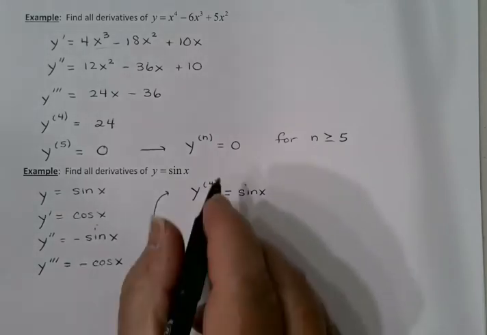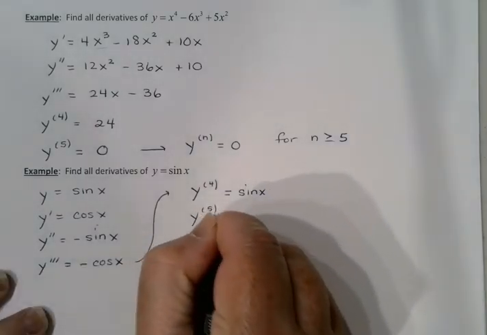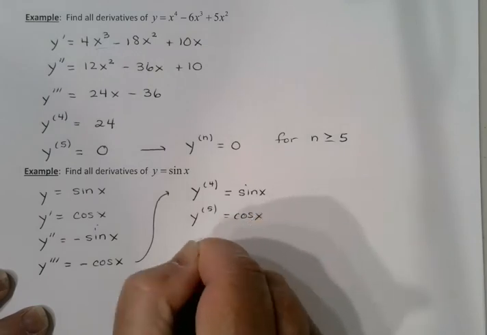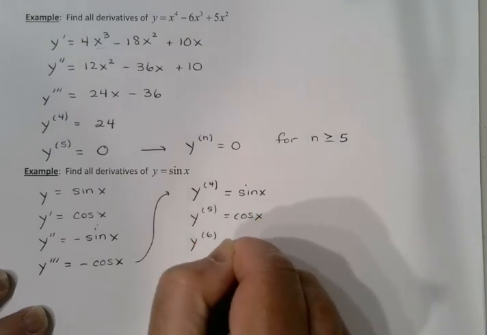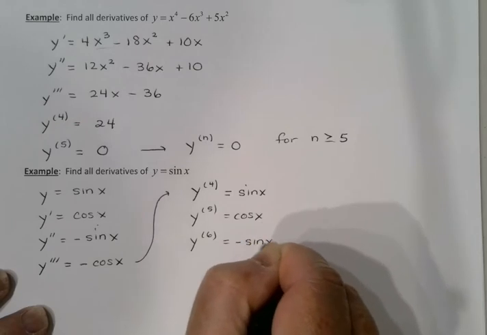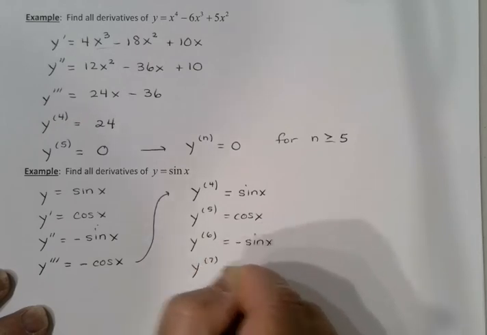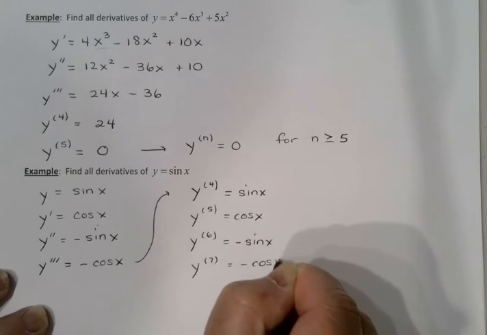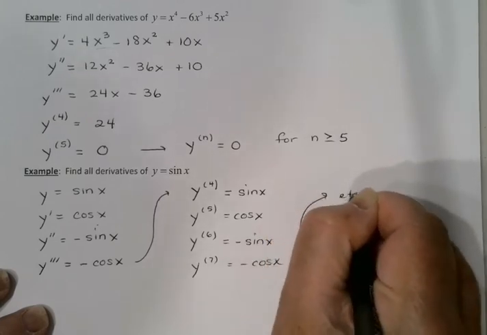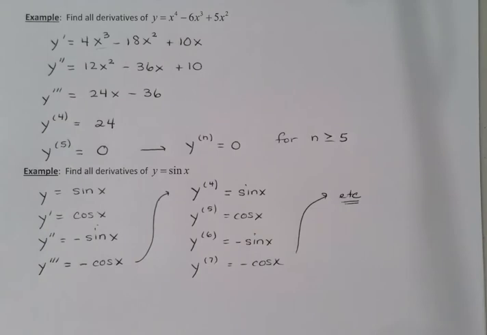The fifth derivative would be cosine. The sixth derivative would be negative sine x. The seventh derivative would be negative cosine x, etc. So although the derivatives never become zero, they do repeat themselves in a very predictable pattern. Again, that's not always true. Oftentimes, higher order derivatives just get messier as you go along.